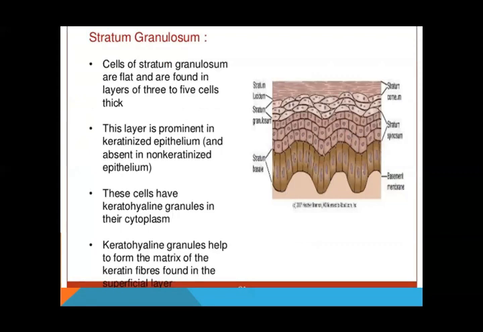That is the stratum granulosum. Cells of the stratum granulosum are flat and are found in layers 3 to 5 cells thick. This layer is prominent in keratinized epithelium and absent in non-keratinized epithelium. Cells have keratohyalin granules in their cytoplasm. Keratohyalin granules help to form the matrix of the keratin fibers found in the superficial layer.